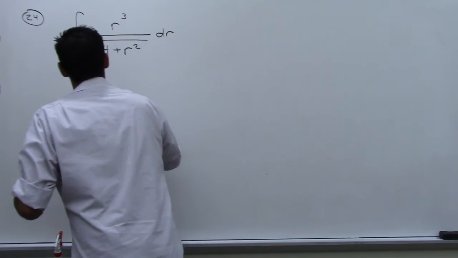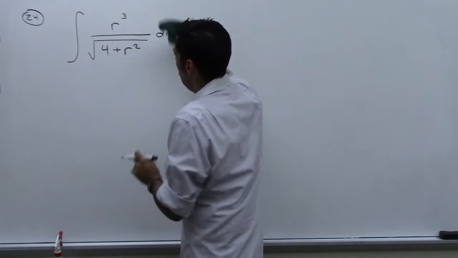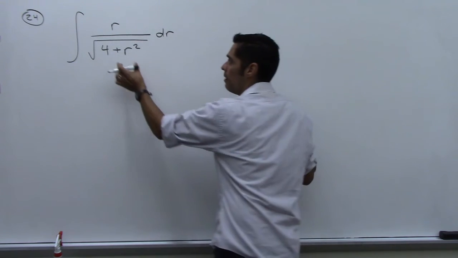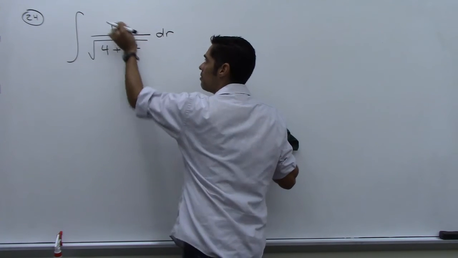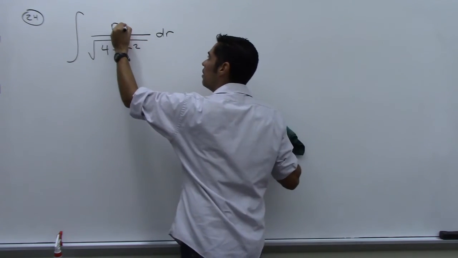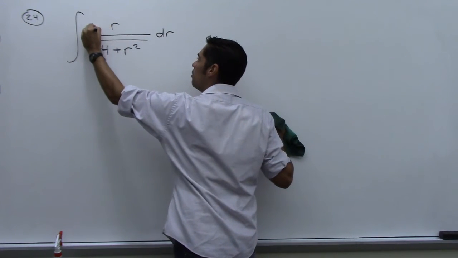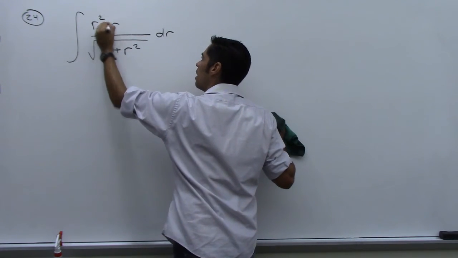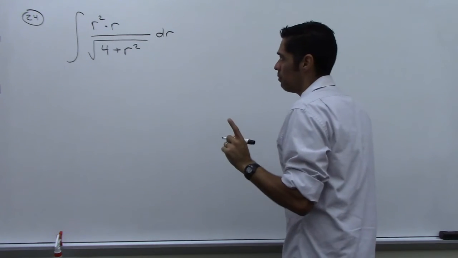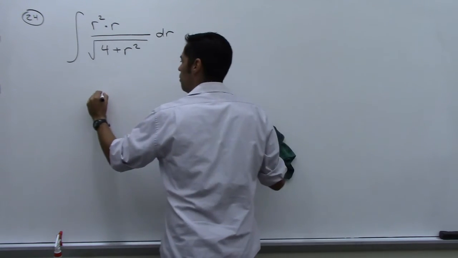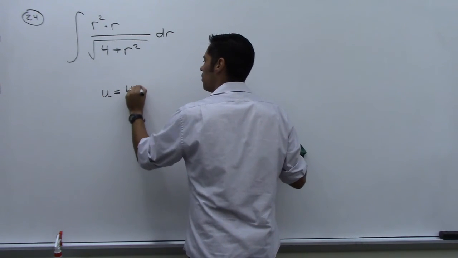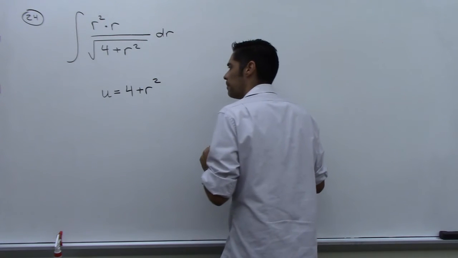If this were just an r up here, then this would be a basic substitution, because I would have u, and the derivative is right there. But it's r cubed. So watch what I'm going to do. I'm going to rewrite this r cubed as r squared times r. And let me try a basic substitution to start the problem. I'm going to let u, basic substitution, not integration by parts, be equal to 4 plus r squared.